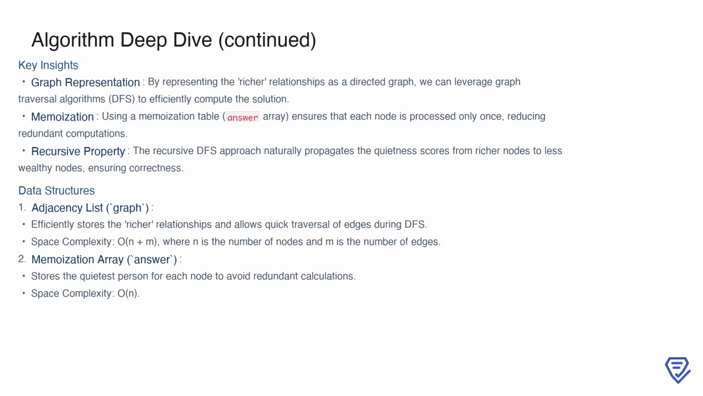The key data structures supporting this solution are the adjacency list, which efficiently stores and allows traversal of the richer relationships, and the memoization array, which caches intermediate results. Together, these structures enable the algorithm to handle the problem space efficiently both in terms of time and space.